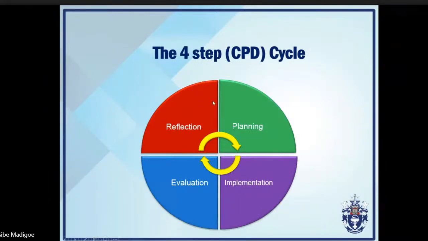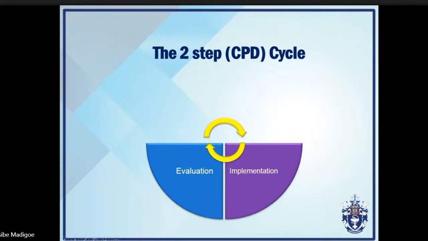So this is what the 4-step cycle looks like. It's reflection, planning, evaluation, and implementation, and you can start anywhere. But before you submit, you need to have made sure that you have completed all the 4 steps. And the 2-step then looks like this. It's only the evaluation and the implementation step.